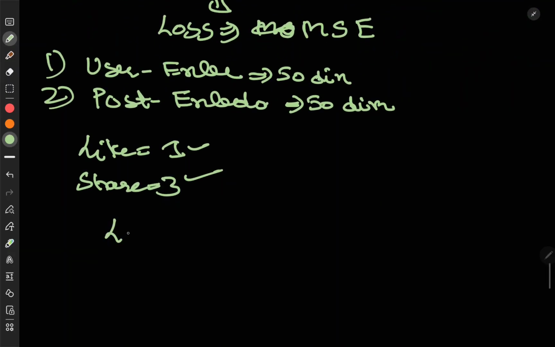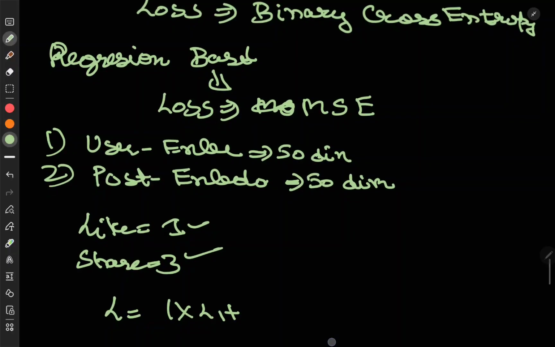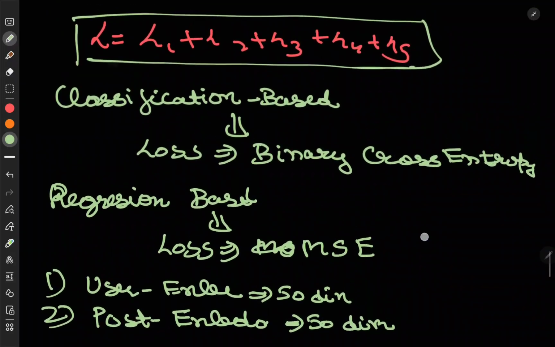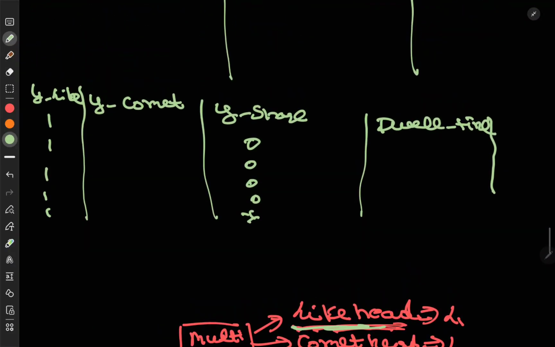So the total loss would be something like 1 into L1, plus let's say comment has 2, so 2 into L2, plus 3 into L3. So it means that, for example, if the model is giving a wrong probability for sharing, we want to penalize the model more. So that's why we are giving this weightage as more, so that the model is penalized more. This is how we are going to take care of this imbalanced data set here.